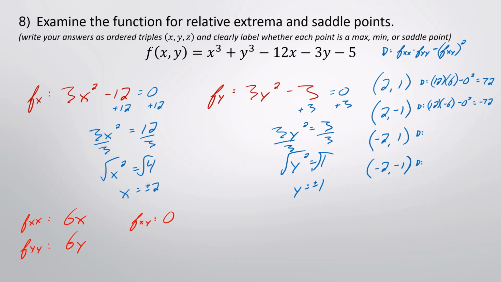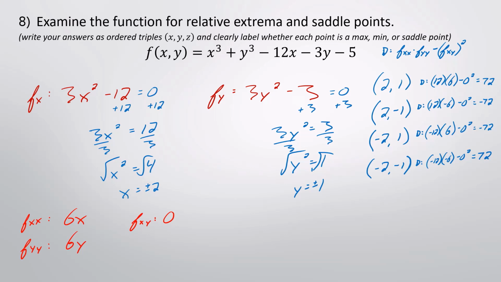Next one, plugging in negative 2 will give me a negative 12. Positive 1 with the 6y, that's going to be a positive 6, minus 0 squared again, that's going to give me a negative 72 again. And then the last one, a negative 2, gives me a negative 12 for fxx, a negative 1 gives me negative 6 for the fyy, minus 0 squared again. But 2 negatives switches it back to a positive, so positive 72. So a whole bunch of 72s or negative 72s.